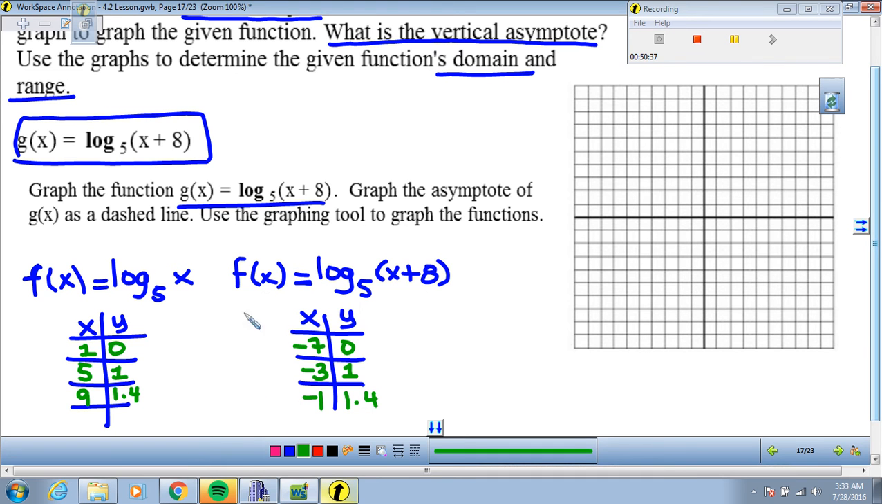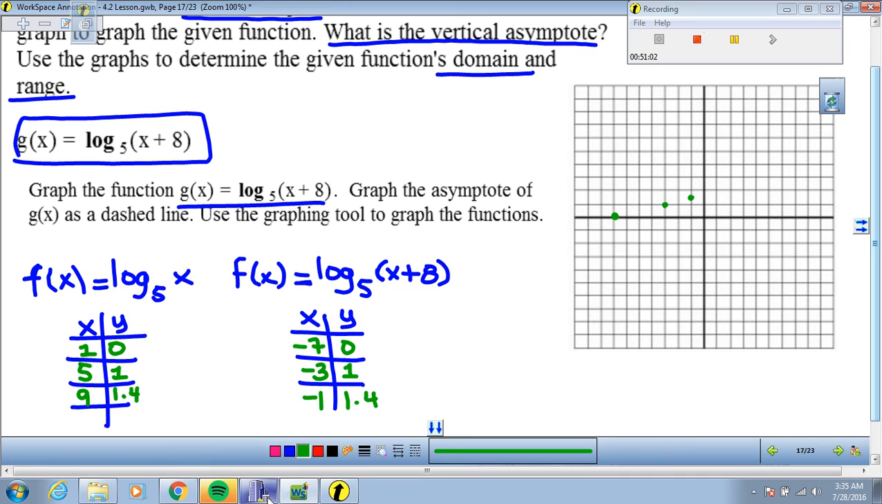So let's graph only the transformed version because it doesn't say to do the other graph. So let's just save time. Negative 7, 0; negative 3, 1; and negative 1 with 1.4.